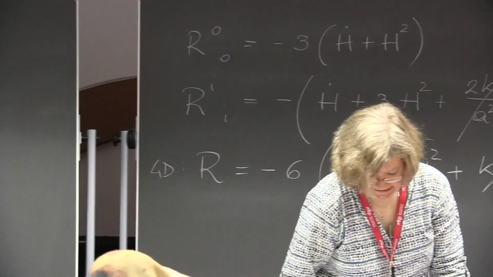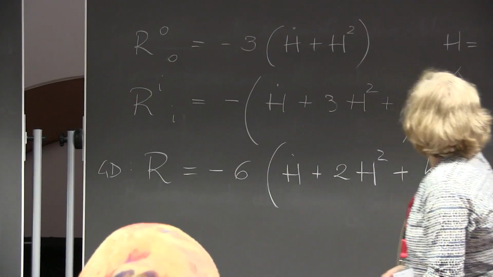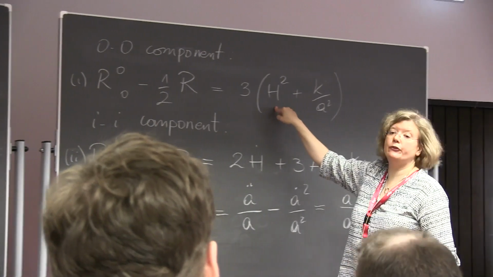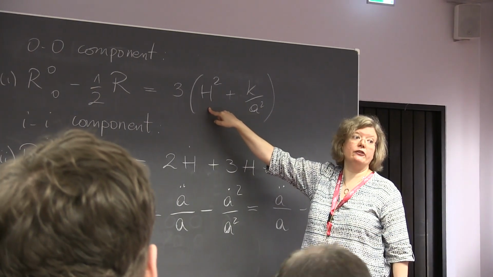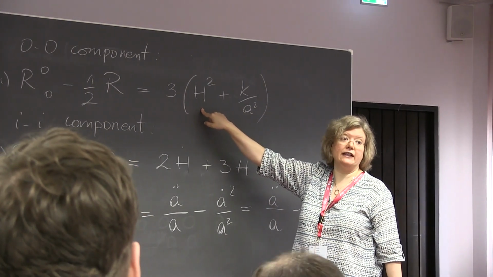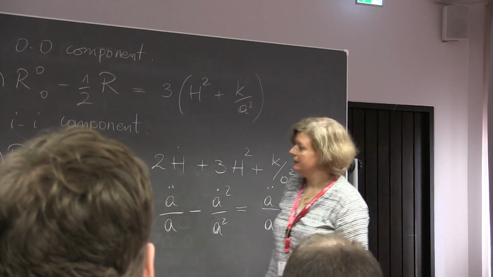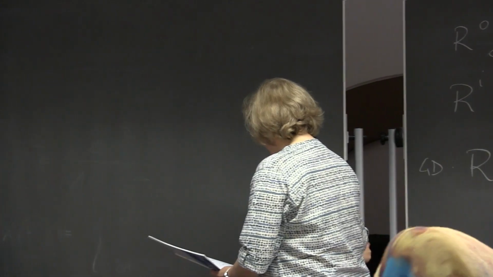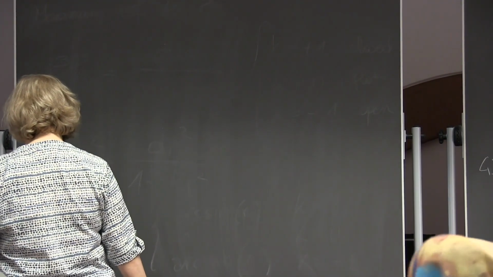So I can, as I said, combine practically, well, I can use directly the 0,0 component, which has the advantage that you see here there is no second derivative, if you want, of the scale factor, because we have only H square. And therefore we obtain the first equation, which is actually usually called the Friedmann equation.